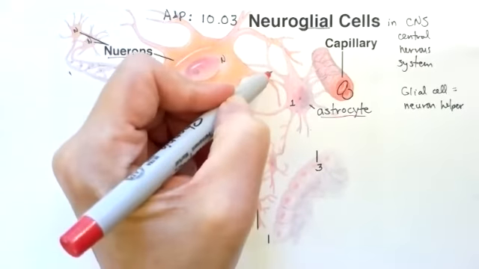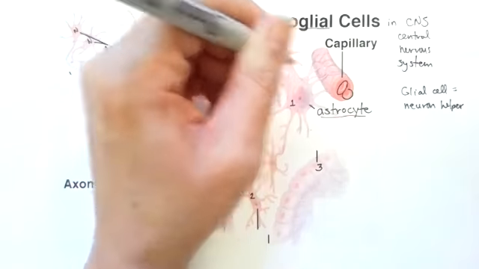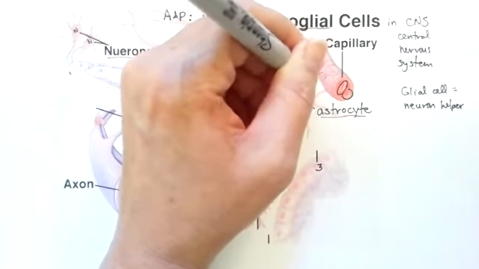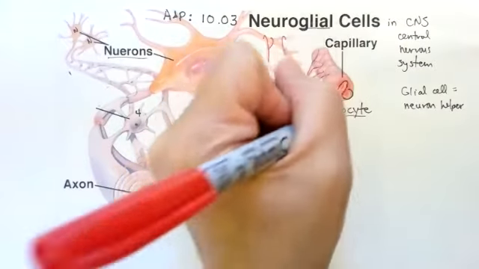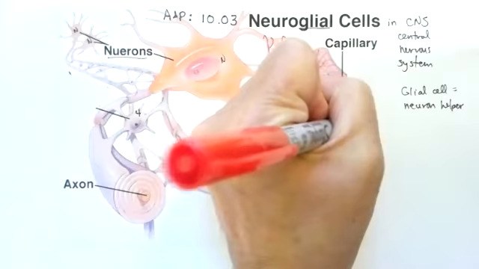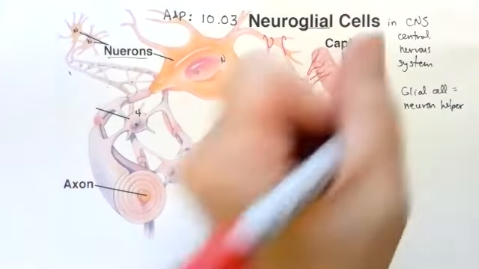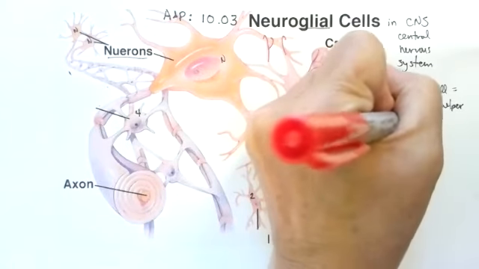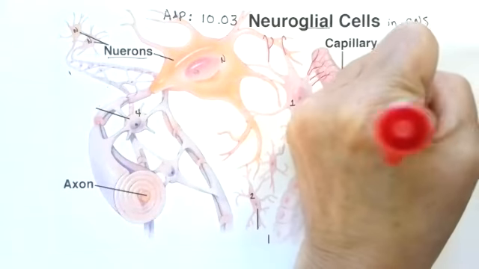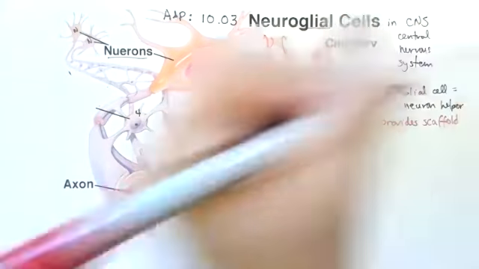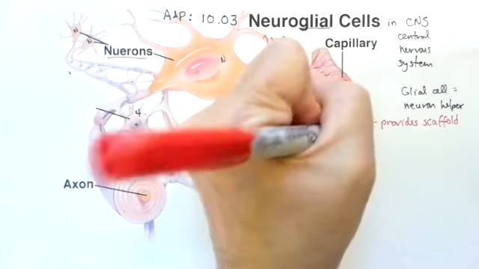And then over here, I have a neuron. You can see that the astrocyte has almost what you want to call tentacles that come and wrap around the neuron, and they come over here to the capillary. So the first function that this has, function number one, is support. It helps provide support and connection for the neurons. You can say it provides a framework or a scaffold. You know what scaffolds are? It's little things they put up the side of the building to help workers get around for the neurons.